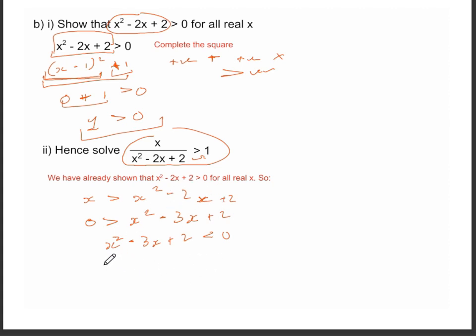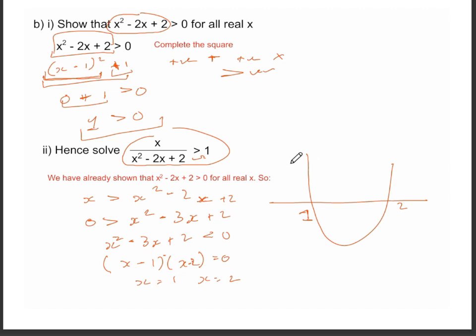And we can factorize (x - 1)(x - 2) = 0. And it's going to be a U-shaped curve, and it's going to look something like this. Sorry, it's going to be positive 1 and positive 2. So x = 1 and x = 2. And our y-axis is going to be here. And it will look something like this, right?